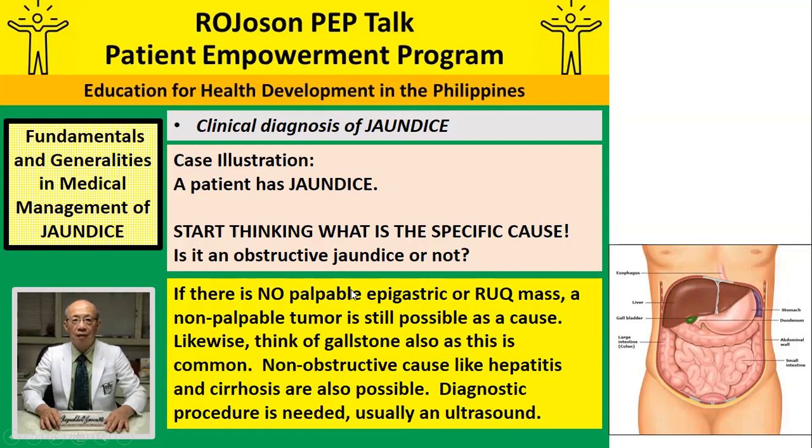If there is no palpable mass, you don't rule it out, because a non-palpable mass is still possible. It might be too small to be palpable. Okay? And likewise, you think of gallstones also, as this is quite common in this area. Okay? Non-obstructive causes like hepatitis and cirrhosis are all possible considerations. So since it's not easy to identify the specific cause, a diagnostic procedure, usually an ultrasound, is needed.